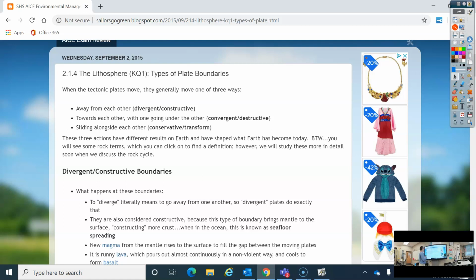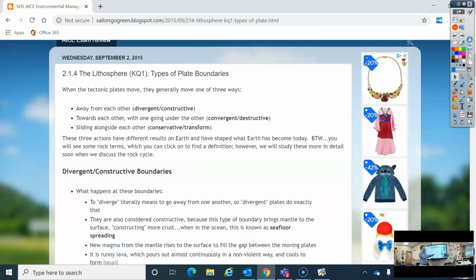We've got those going towards each other, so the opposite of divergent is to converge. So that's going to be convergent plates, where one will subduct underneath another. And those will be called destructive because one is being destroyed as it moves back down into the mantle.